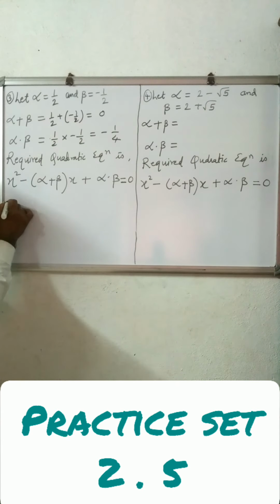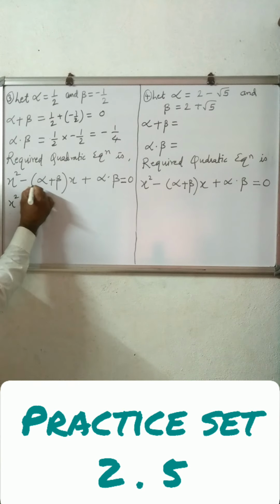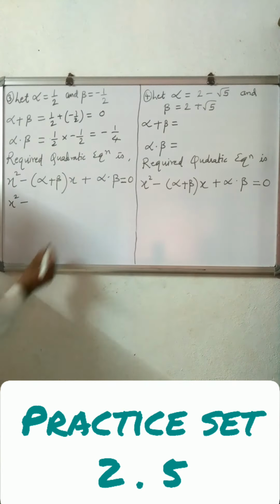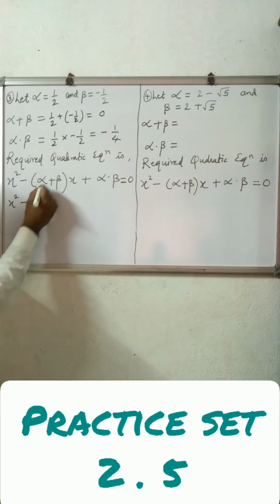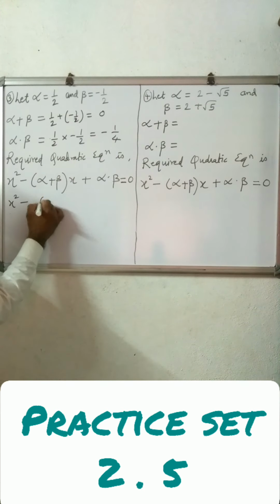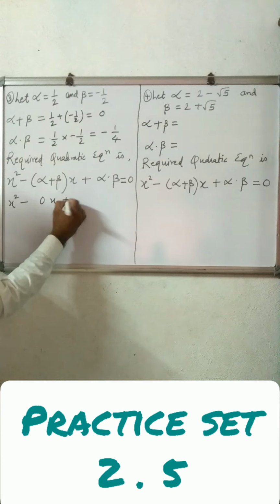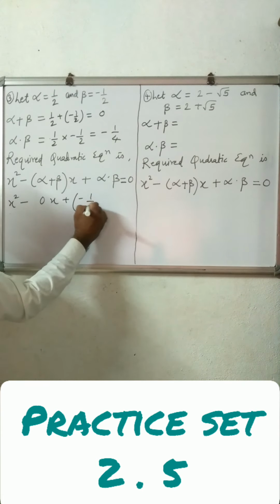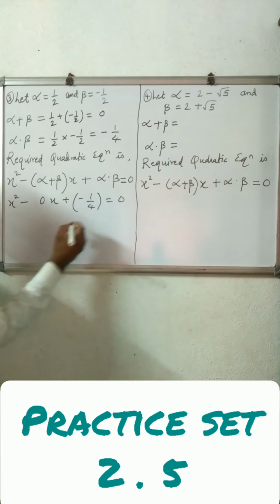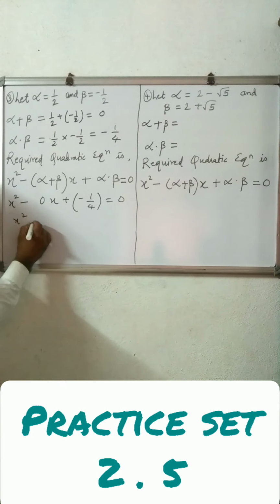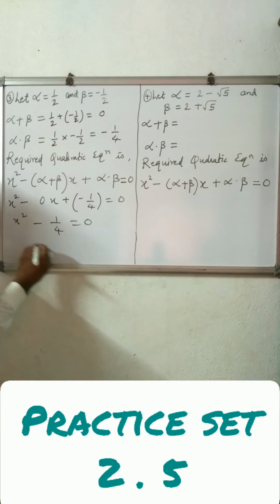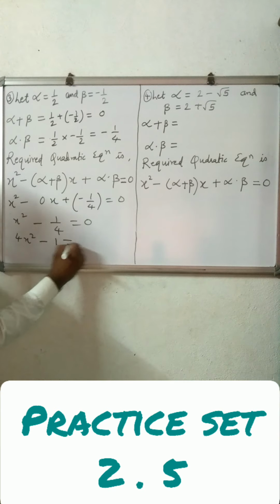So the required quadratic equation is x square minus (alpha plus beta) x plus alpha into beta is equal to 0. Therefore, x square minus 0 into x plus (alpha into beta, which is minus 1 upon 4) is equal to 0. That is x square minus 1 upon 4 is equal to 0. That is 4x square minus 1 is equal to 0.